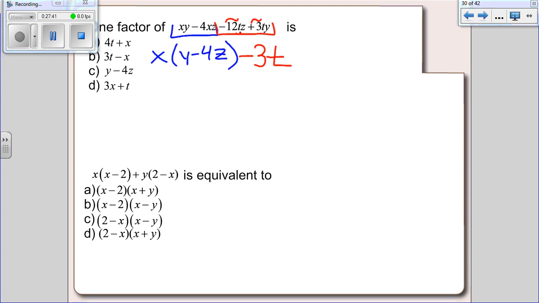Oh, jeez. I screwed these up. That's okay. We'll fix that. We take out a 4Z, and if I take out a 3T, what am I left with? A negative Y.